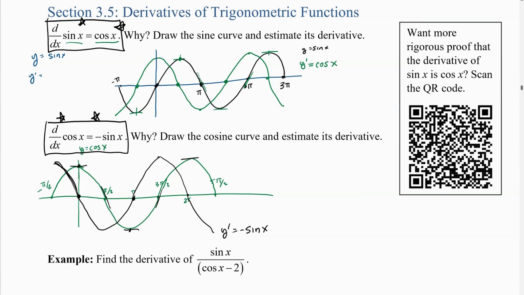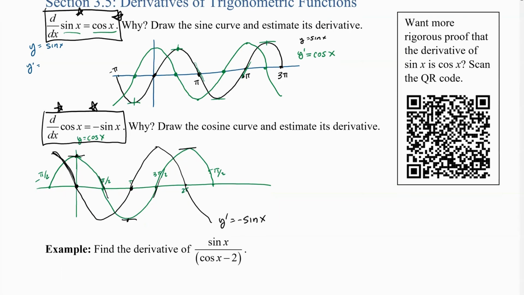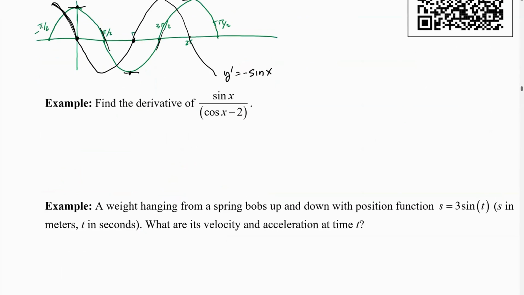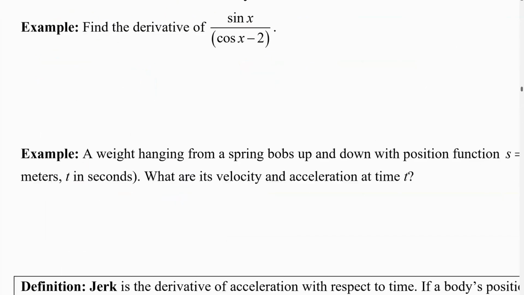You're going to want to have no hesitation when you say, hey, what's the derivative of cosine? Negative sine. Boom. All right. And with that additional information, we can combine with other rules, like what's the derivative of sine over cosine minus 2?